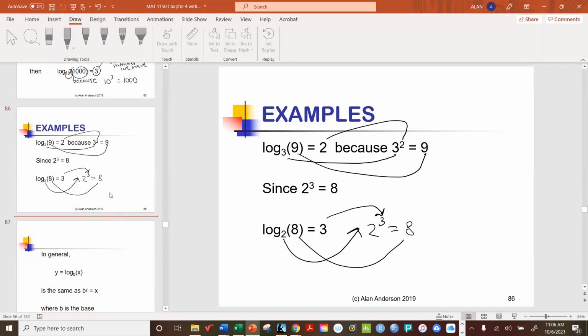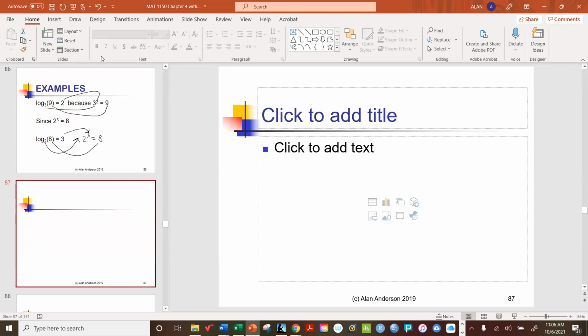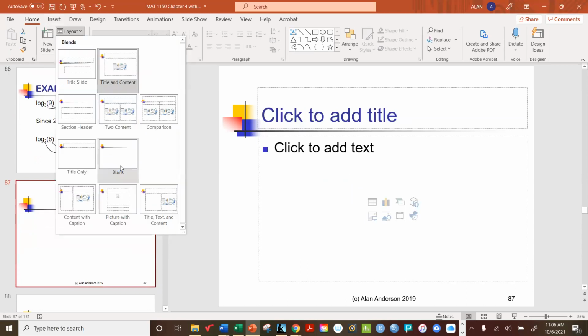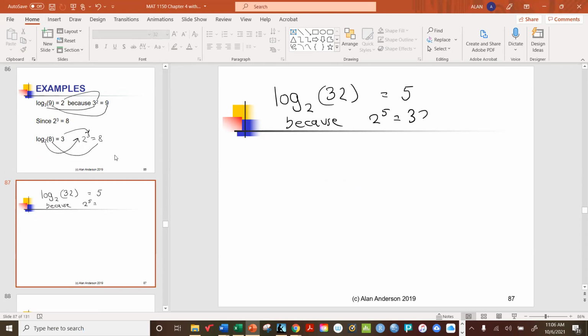All right, let me make up some more examples just to get a little practice. Let's say we're looking for log base 2 of 32. Well, it turns out this is equal to 5 because 2 to the 5th is 32.